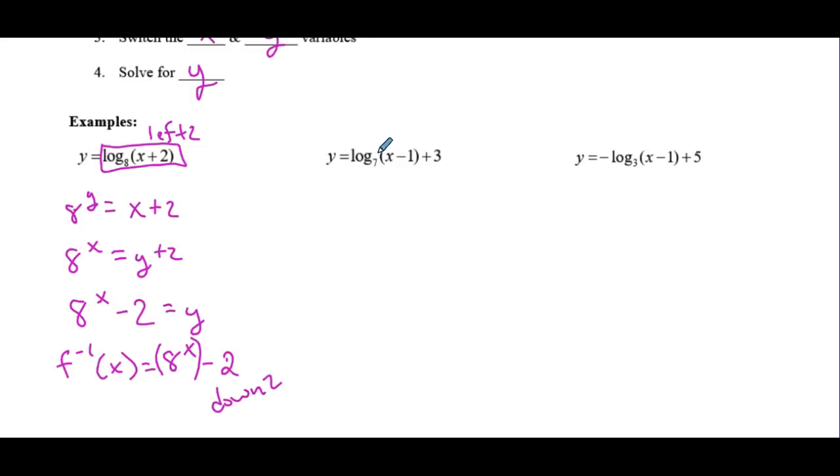And in this case, our log is not isolated. Here's my log expression. Since it's not isolated because I have this plus 3 here, what I'm going to need to do is move that over. y minus 3. And I'll put that in parentheses to kind of show you that it's one quantity now. It's one thing that's going to be moving. And that's equal to log base 7 of x minus 1.